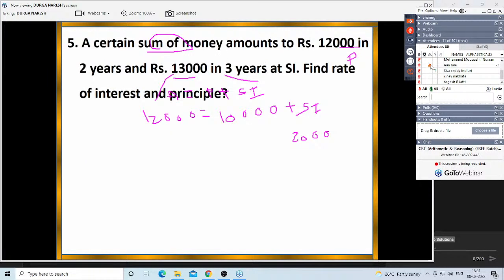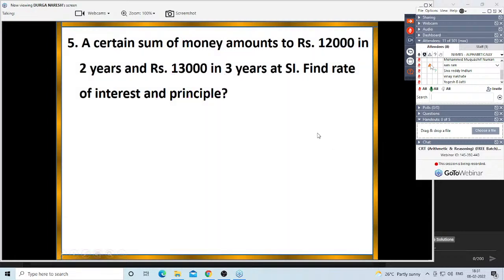Next one. A certain sum of money amounts to 12,000 rupees in 2 years.